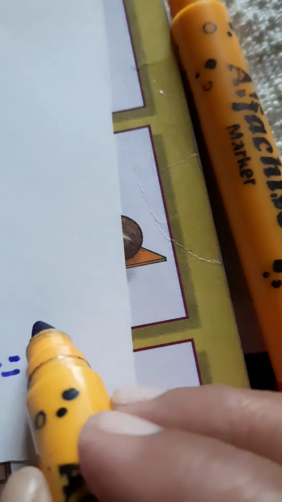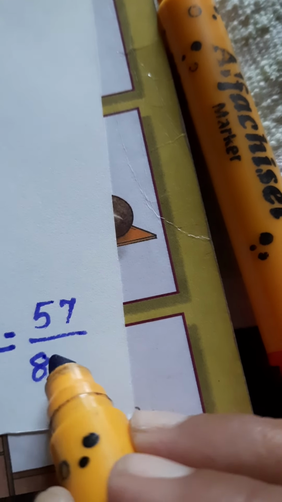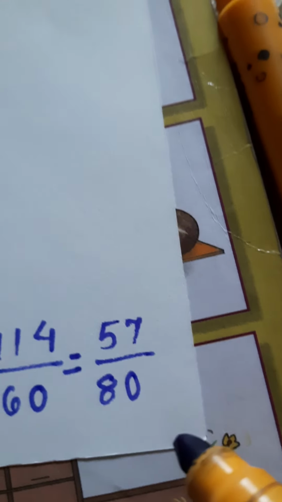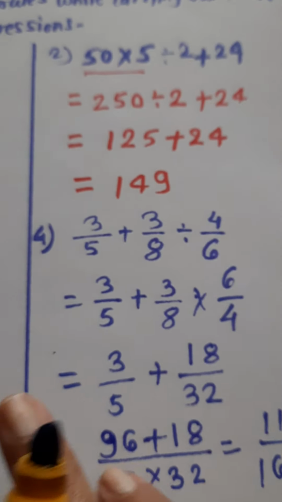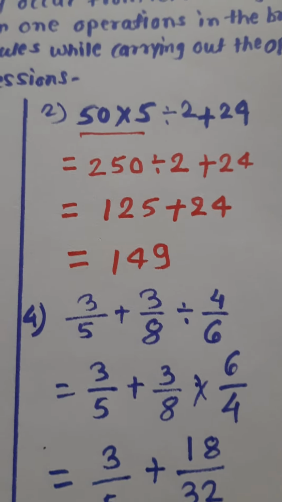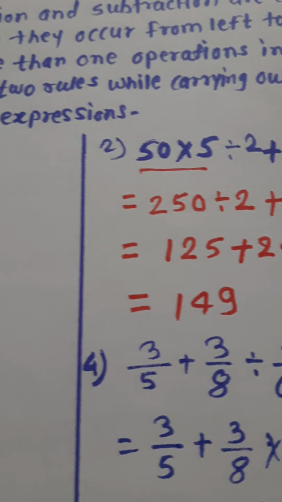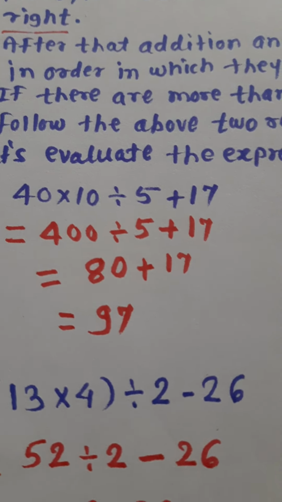2 5s are 10 and 2 7s are and 2 8s are like this. Okay. Now we have to solve practice set 25. Okay. In this way we have to solve this expression.